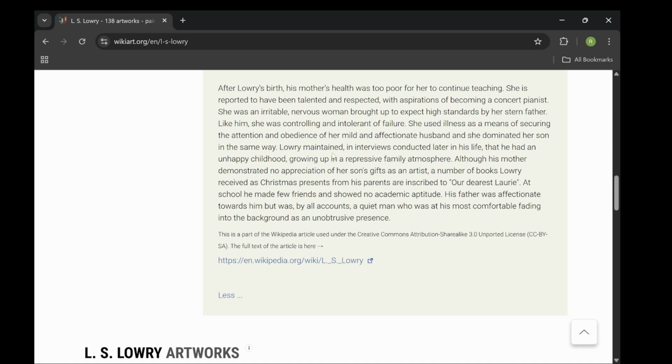She used illness as a means of securing the attention and obedience of her husband and her son. Now, he maintained in interviews, Lowry, that he had an unhappy childhood, growing up in a repressive family atmosphere. Although his mother demonstrated no appreciation of her son's gifts as an artist, a number of books Lowry received as Christmas presents from his parents are inscribed to our dearest Laurie. Laurie, I guess because he was Laurence, yeah. At school, he made few friends and showed no academic aptitude.